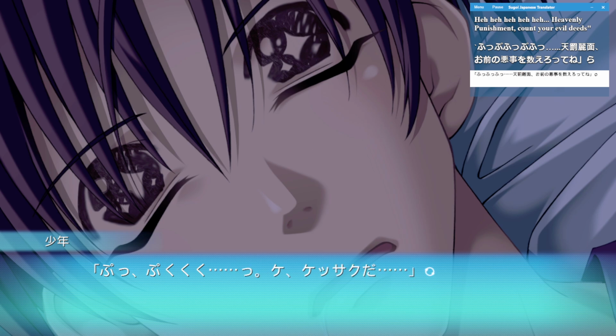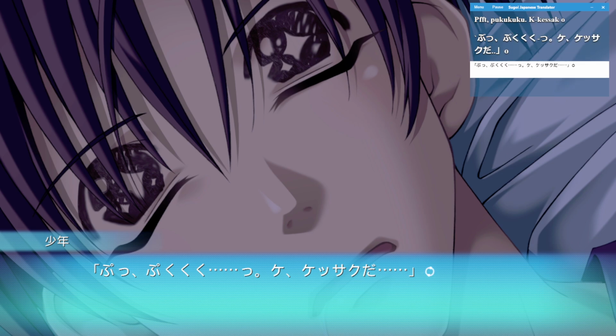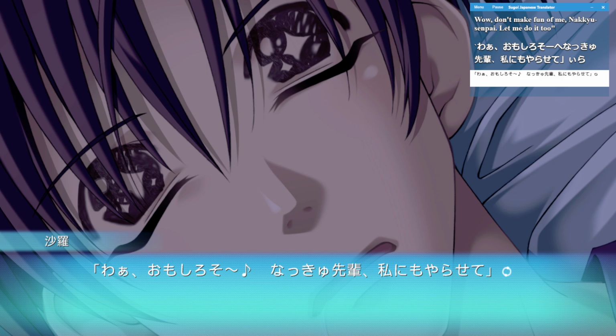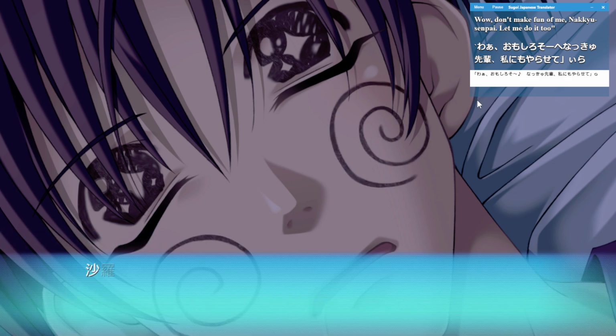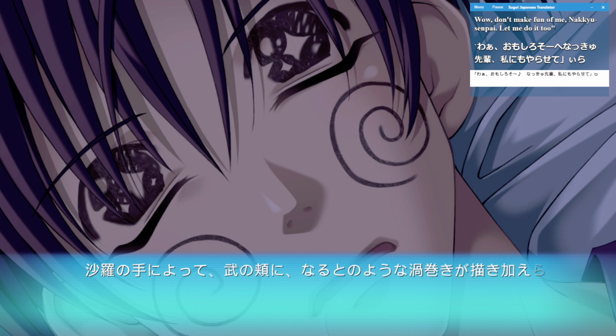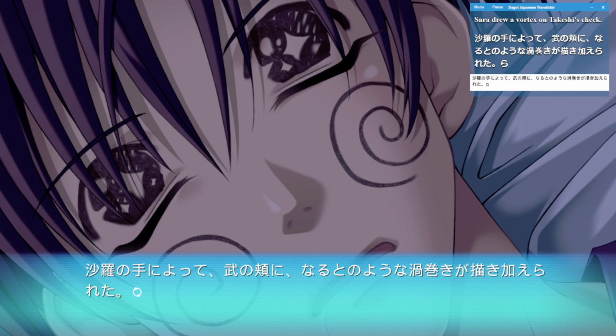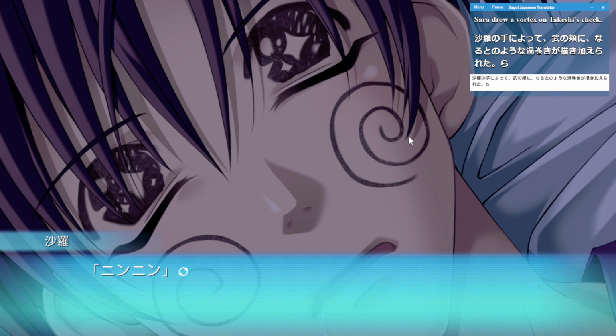Then the kid starts laughing. It's like, wow, that's interesting. Nakyu-senpai, let me do it too. Then Sara drew vortices on each of Takeshi's cheeks. Ninnin.